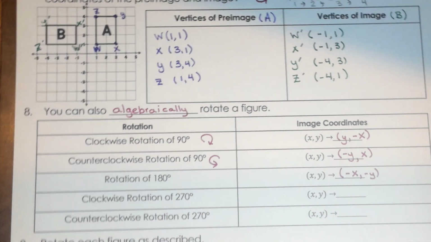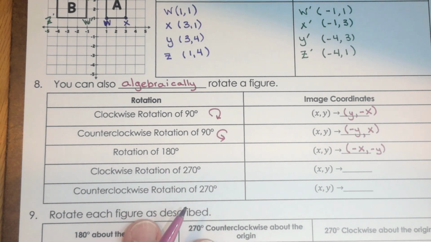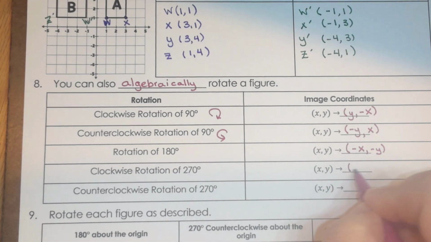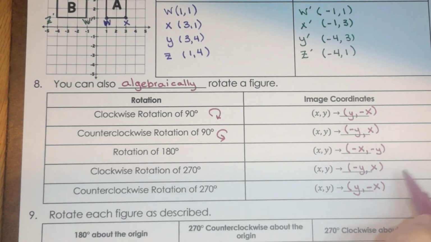A clockwise rotation of 270 and a counterclockwise rotation of 270, we're not really going to worry about those too much, but just in case you want to know them, you would have done the opposite of the y coordinate is the x, and then this one would have been y, and then the opposite of x. This one right here is the same as the counterclockwise of the 90, and this one right here is the same as the clockwise of the 90. That's why we don't really do them. We can accomplish the same movement using 90 degrees.